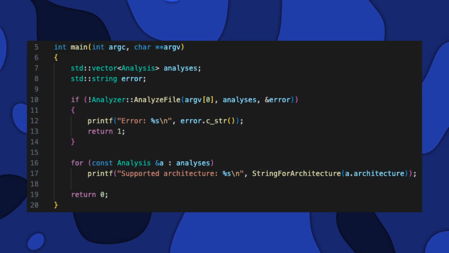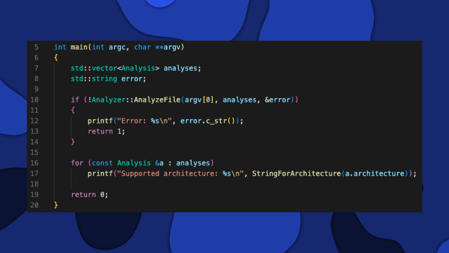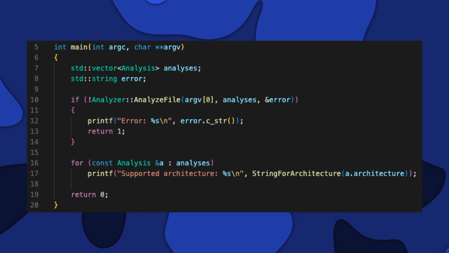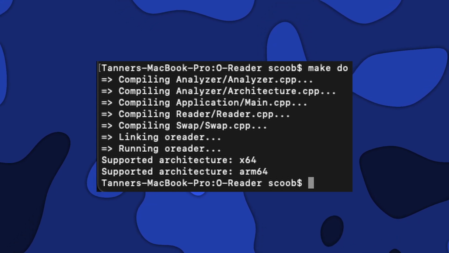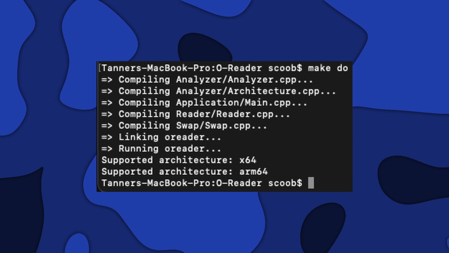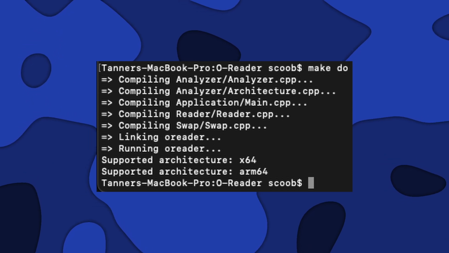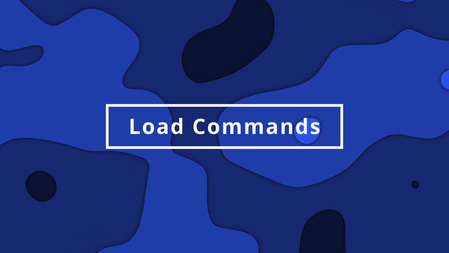Jumping back to our main function, let's utilize this new analyzer class that we've just created. We'll have the program perform an analysis on itself and report the supported architectures. Looking at the result, we find the same results that we got earlier when inspecting the FAT header. Now that we've ensured the FAT header is properly handled, I'll remove the compiler flag so we're not wasting time compiling for multiple architectures. Now that our code is written in a more structured manner, let's move on.